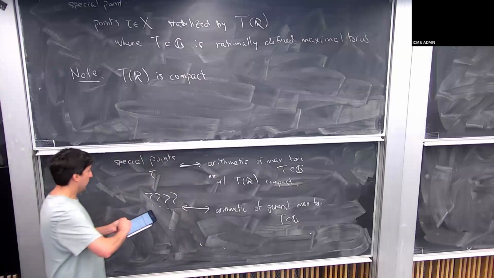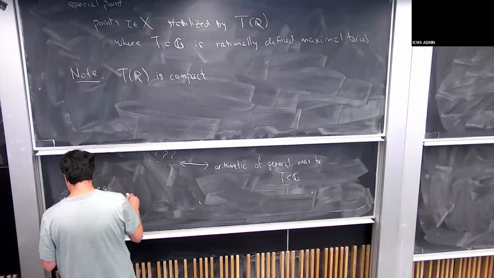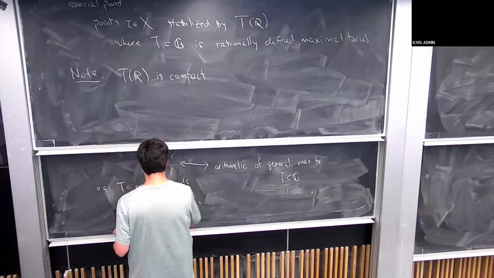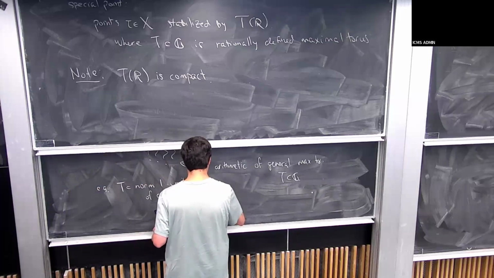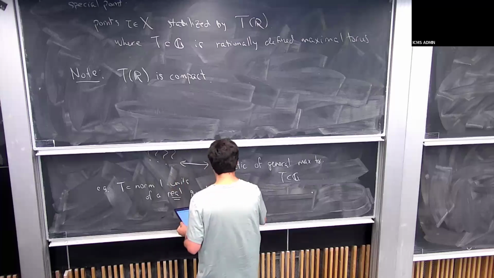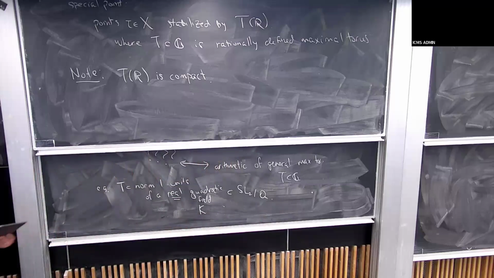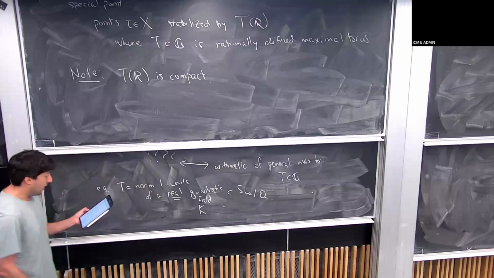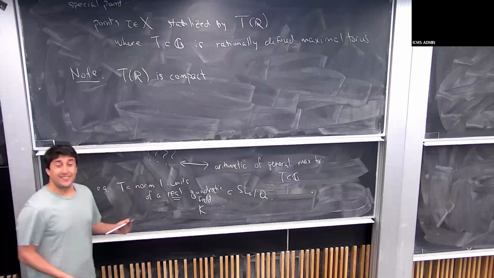Okay. So the simplest instance of this would be, if you take T to be the norm 1 units of a real quadratic field K, contained inside the group SL2 over Q. So that gives a rationally defined maximal torus. Group of real points is isomorphic to R cross. It's a non-compact real Lie group. So what about these things?